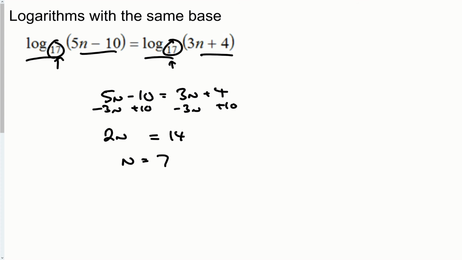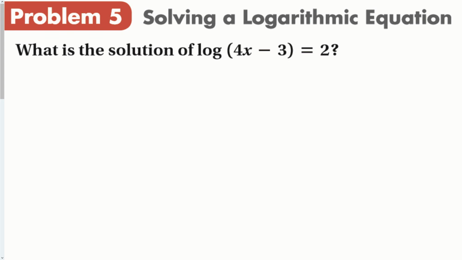So if you have a situation like this, we have a logarithm equal to another logarithm, it is very straightforward to solve this if those two logarithms have the same base. You could try to make them change one base to another base, but that's a little more past the scope of this course.